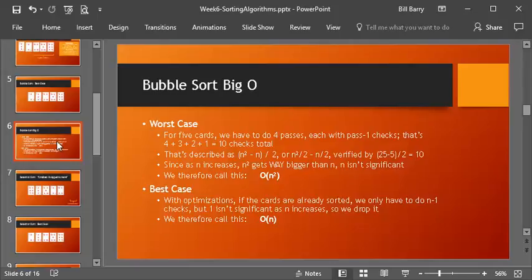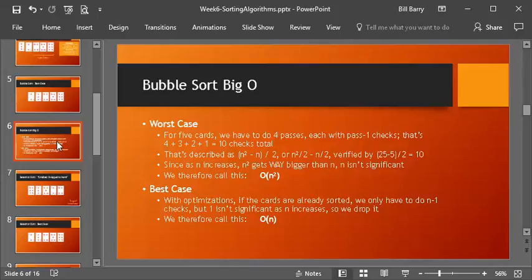To describe that mathematically, that's (n squared minus n) over 2, or n squared over 2 minus n over 2. So we can double check ourselves to make sure that's right. So 25 minus 5 is 20, over 2 is 10. So 10 checks, that's exactly what we did.